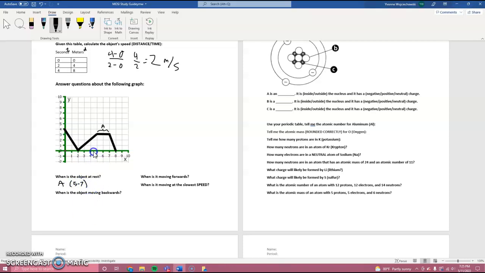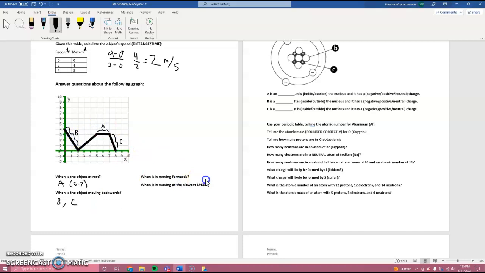When is it moving backwards? Whenever it is going from a higher point on our number line to a lower one, it's moving backwards. So there are 2 points where it's moving backwards. It is moving backwards from 0 to 2. I'll call this B. I'll call this C. So I'm going to say from 0 to 2, which is B, and from 7 to 8, which is C, it is moving backwards because it's going from a higher point to a lower point.